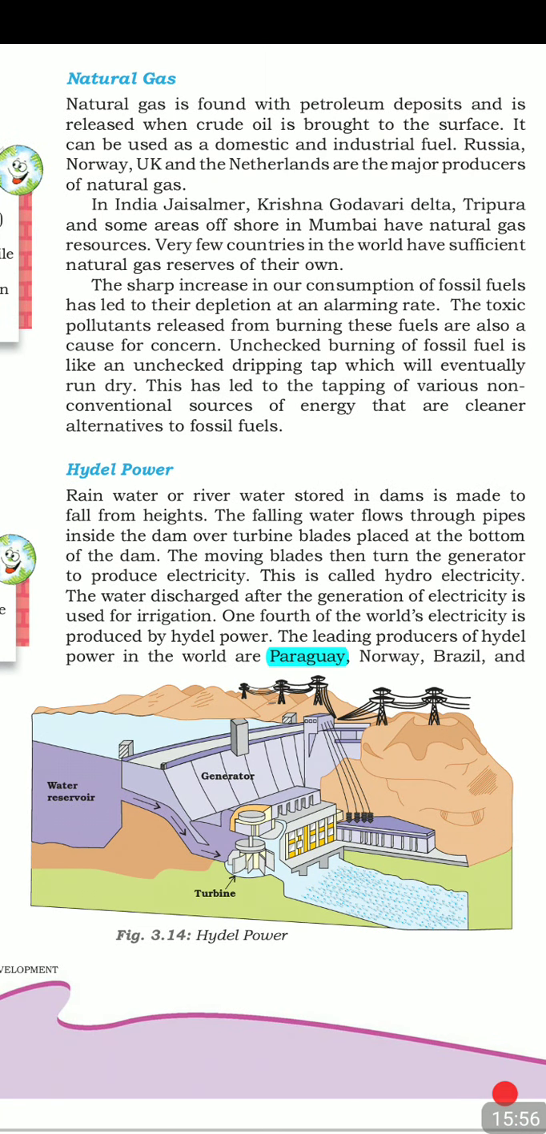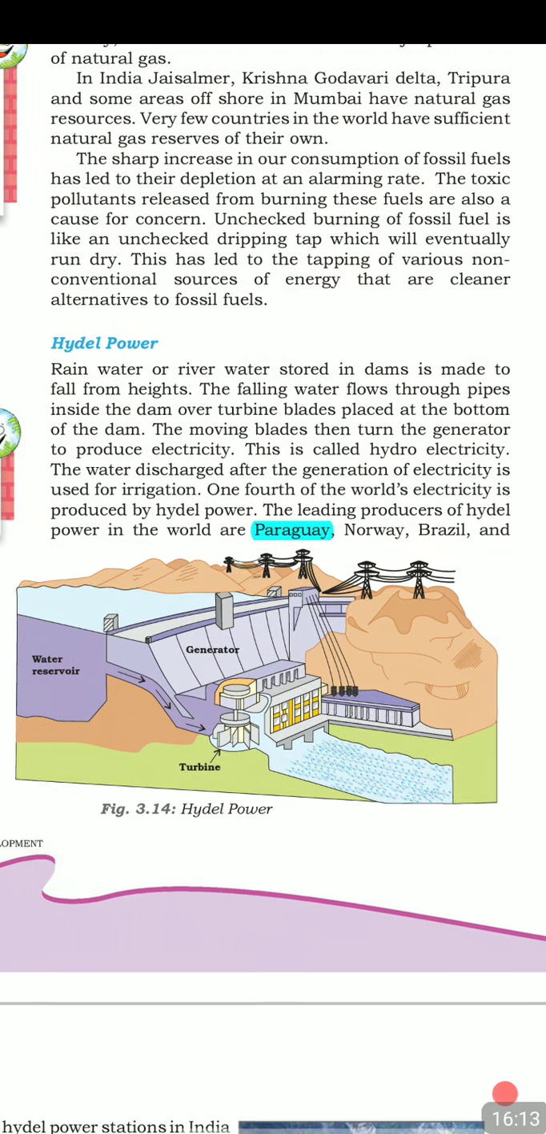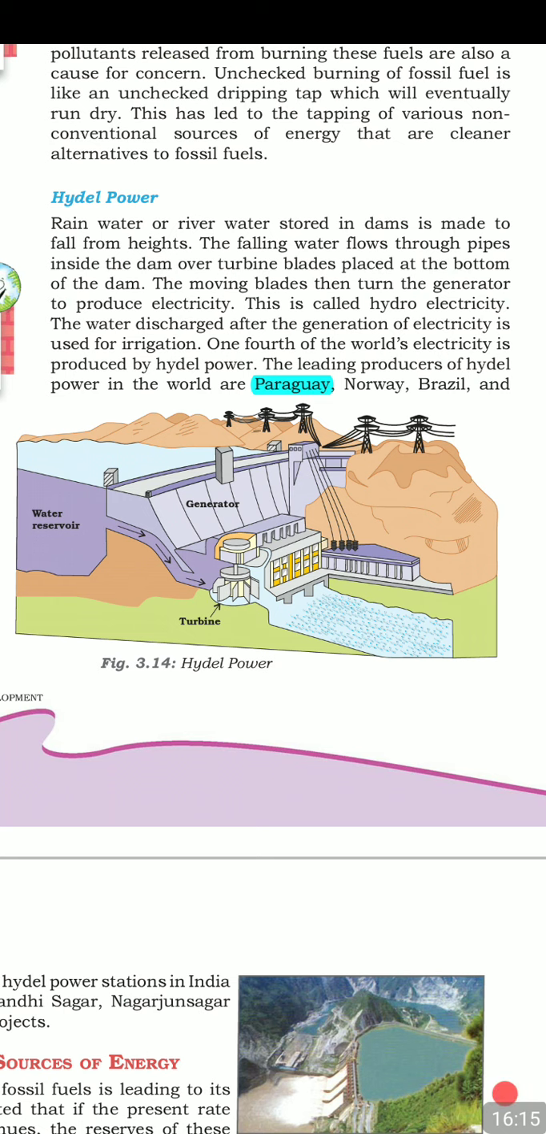The problem is that the toxic pollutants released from burning these fuels are also a cause of concern. Unchecked burning of fossil fuel is like an unchecked dripping tap which will eventually run dry. This has led to the tapping of various non-conventional sources of energy that are cleaner alternatives to fossil fuels.